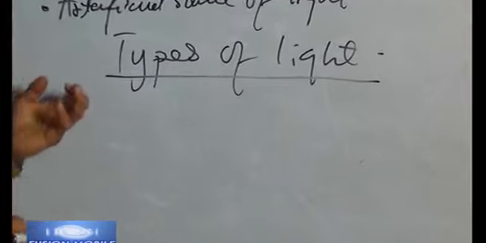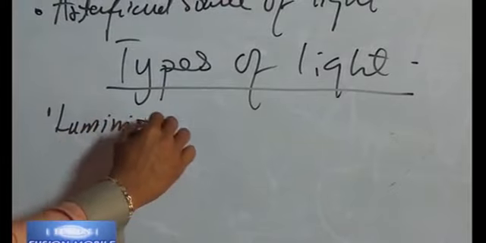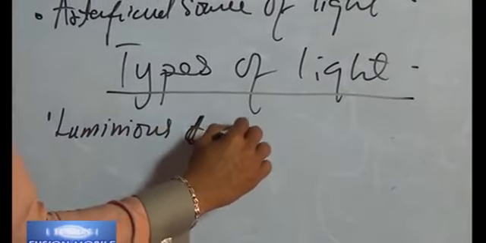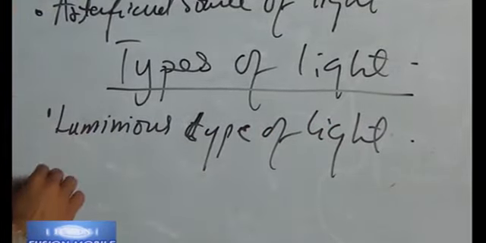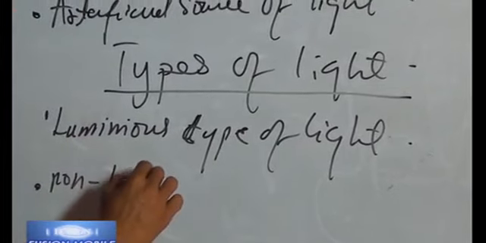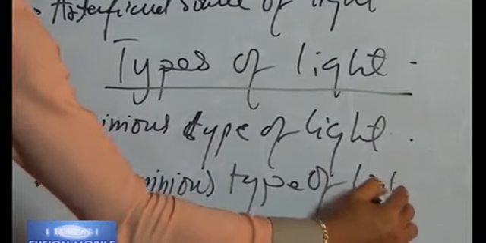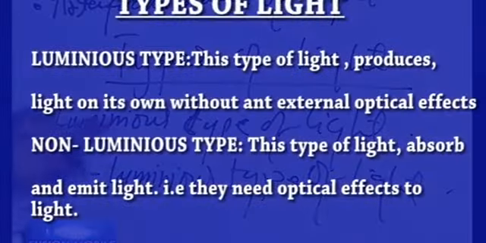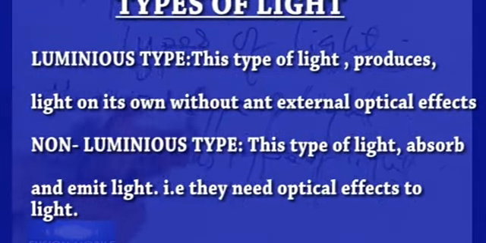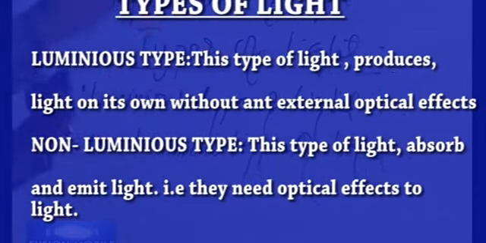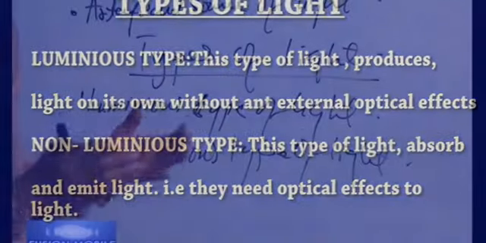Types of light. First, we have the first group which we call luminous type of light. And secondly, we'll have non-luminous type of light. We explain. Luminous type of light. This is a kind of light that produces light on its own without any external optical effect. It doesn't need any other light to produce light. It produces light on its own.